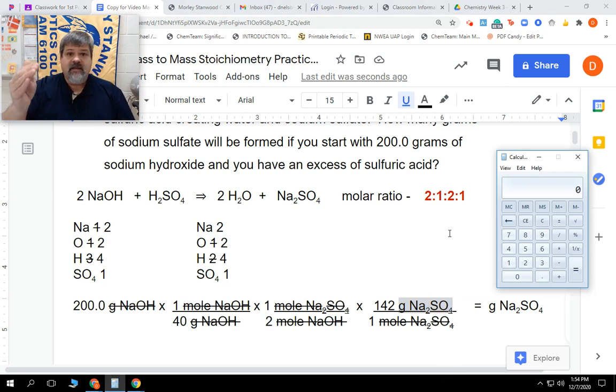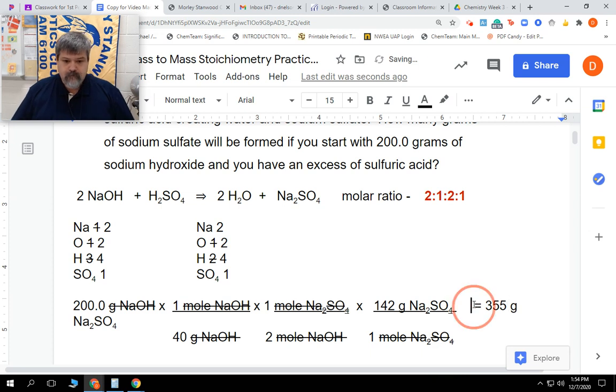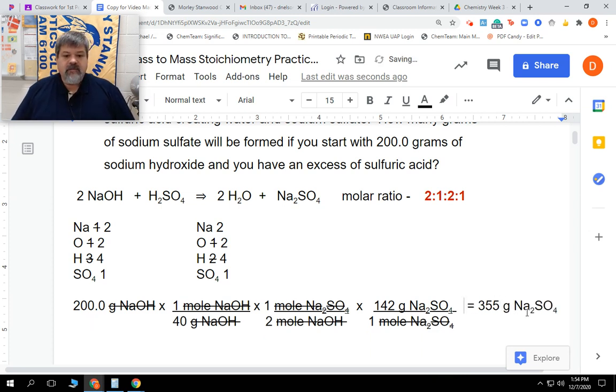Remember, we're going to multiply by the top, divide by the bottom. We don't have to worry about our ones, because when we multiply or divide by 1, it doesn't affect our answer. So we're going to start off with our 200, and we're going to divide that by 40. Then we're going to divide that by 2 right here, and then multiply that by 142, and we're equal with 355. So our answer is going to be 355 grams of Na2SO4.